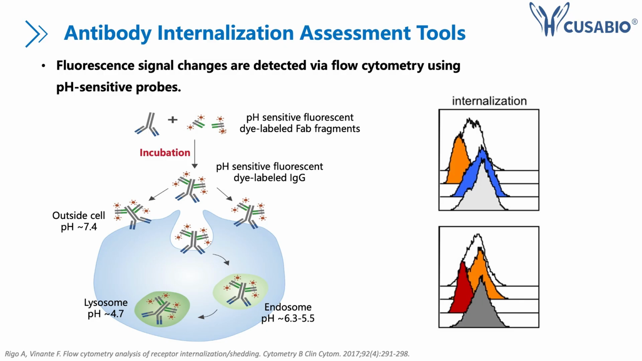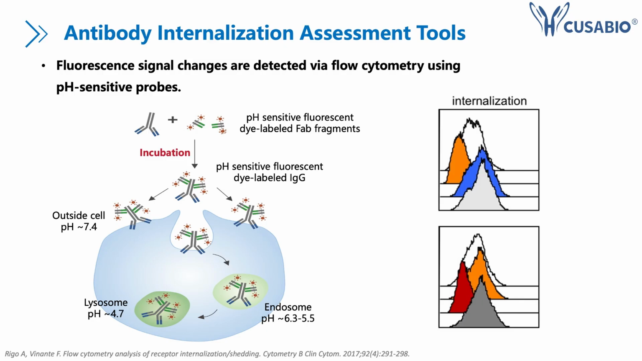But when the antibody gets inside the cells, the pH inside will decrease, so the probe will become highly fluorescent in this environment. So overall, the conjugate will be minimally fluorescent at neutral pH and will become brightly fluorescent upon internalization into the cells. By this fluorescent signal change, we can use flow cytometry or a fluorescence microscope to study the mechanism and regulation of antibody internalization.